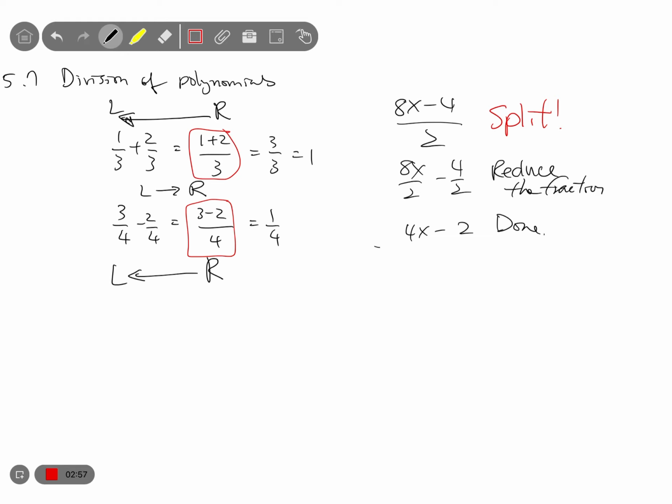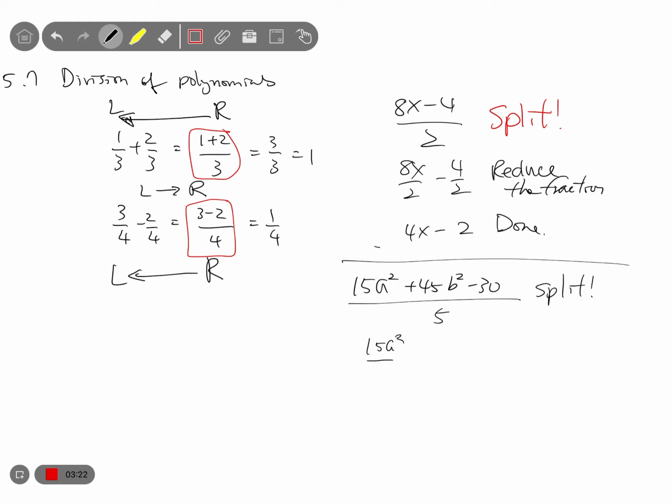Now, obviously, this is an easier example. As you look at the next three examples, they're going to be a little bit tougher. But let's go ahead and take a look. We've got (15a squared plus 45b squared minus 30) all over 5. Again, this time we have a single fraction, and we're going to split it. Once we split, we end up having three fractions: 15a squared over 5 plus 45b squared over 5 minus 30 over 5.